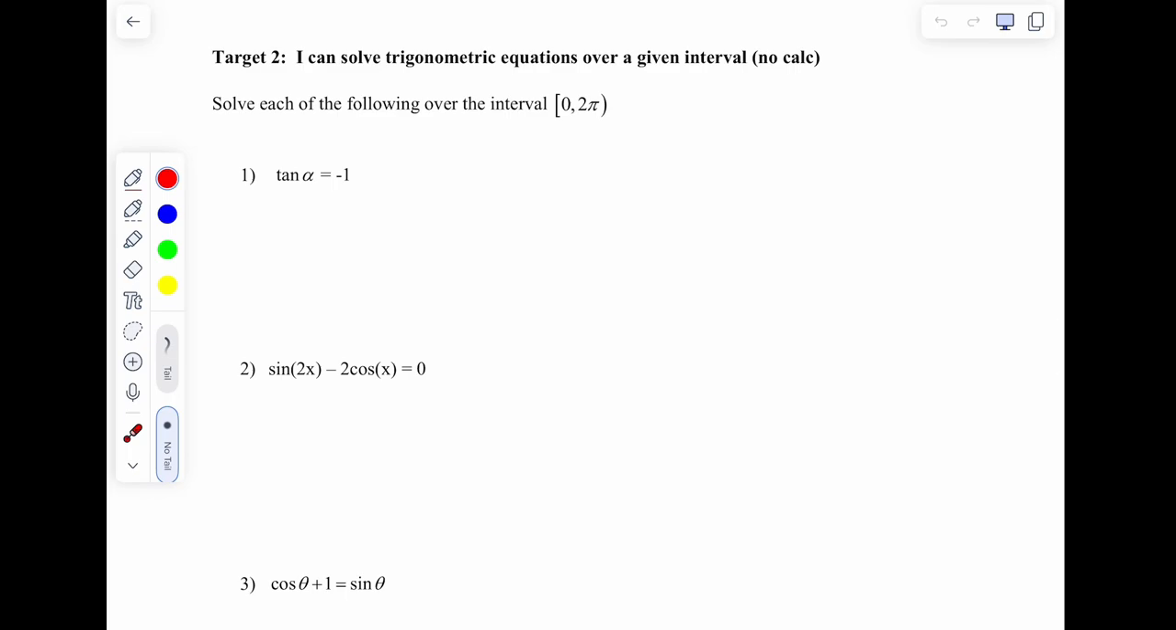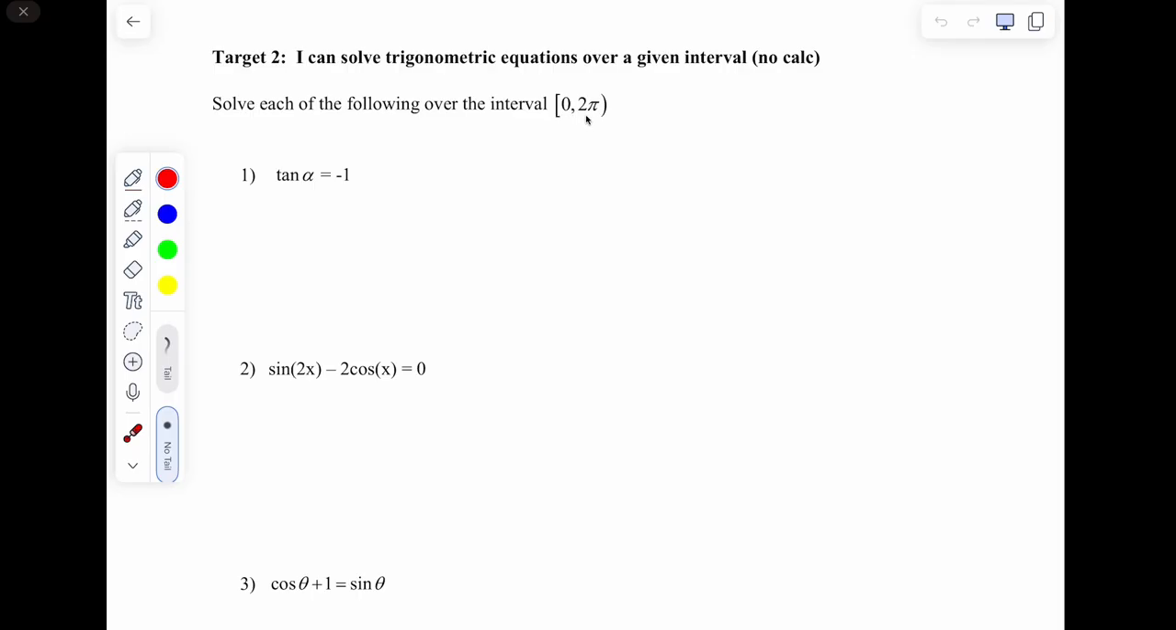So, target 2 says I can solve trigonometric equations over a given interval. So that's different than the last notes where it was find all solutions. Now, you might think that this makes it easier, and in some cases it does make it easier. In some cases, you'll see that it's a little more challenging.